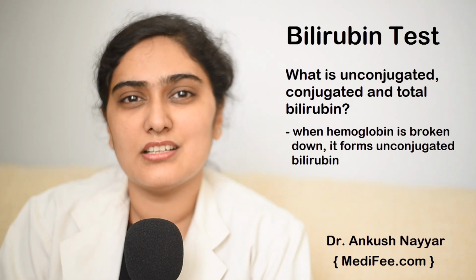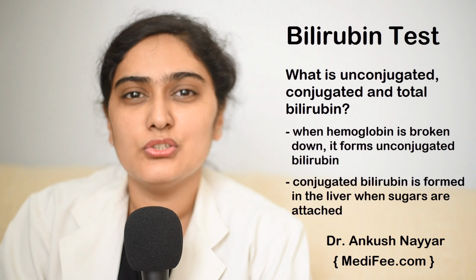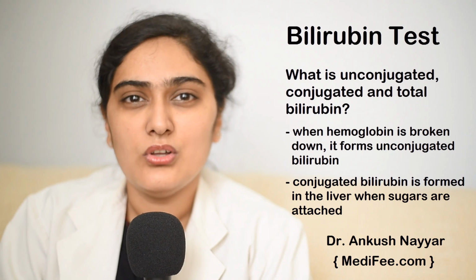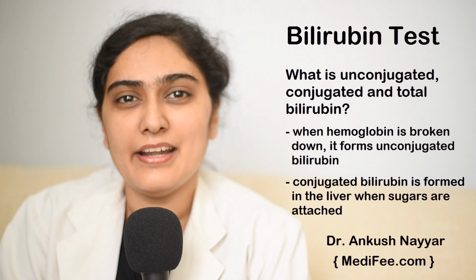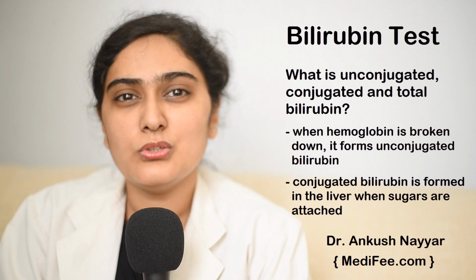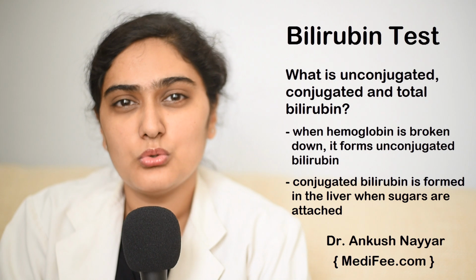What is unconjugated, conjugated, and total bilirubin? When hemoglobin is broken down, it first forms unconjugated bilirubin, which is attached to proteins. When unconjugated bilirubin enters the liver, the proteins are removed and bilirubin attaches with sugars. This is known as conjugated bilirubin. Now, by tests, we can measure separate values of unconjugated and conjugated bilirubin. If both values are added, we get total bilirubin.